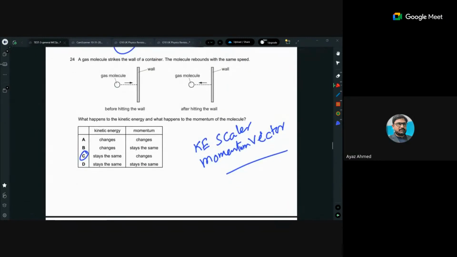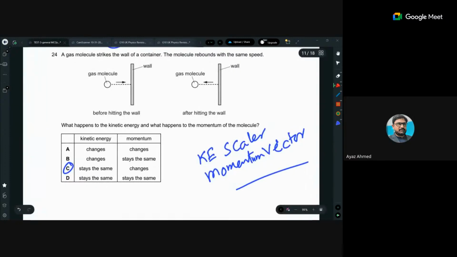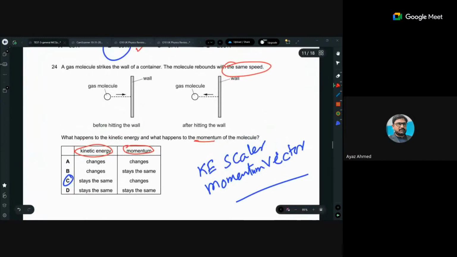Okay, question number 24. A gas particle is striking the wall and bouncing back. The question is what happens to the momentum of the molecule and its kinetic energy? So kinetic energy is scalar, so it does not change, and momentum is vector, so it changes. Because it is said that it is bouncing back with the same speed. If its speed would be decreased, then we can consider it, otherwise no. Got it?